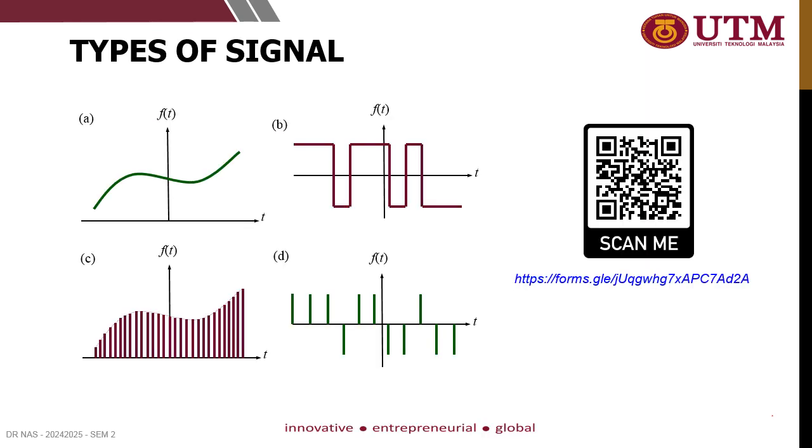To end the lecture session today, I'll provide you with four different signals, A, B, C, and D. Please identify what types of signals A, B, C, and D are. Later I'll provide you with a link. You need to answer and name what type of signal each of A, B, C, and D is there. I'll be recording your participation and attendance based on your answer.